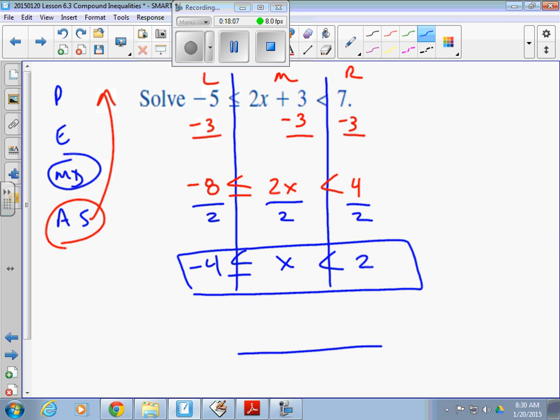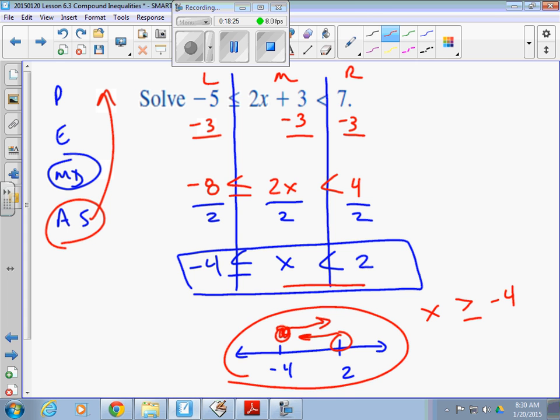When you graph that, you need two numbers, -4 and 2. The first one says x is less than 2, so you do everything that way. The other one, you write it backwards. x is something -4. Make sure the mouth eats the x still. Greater than or equal to -4. There is your graph.